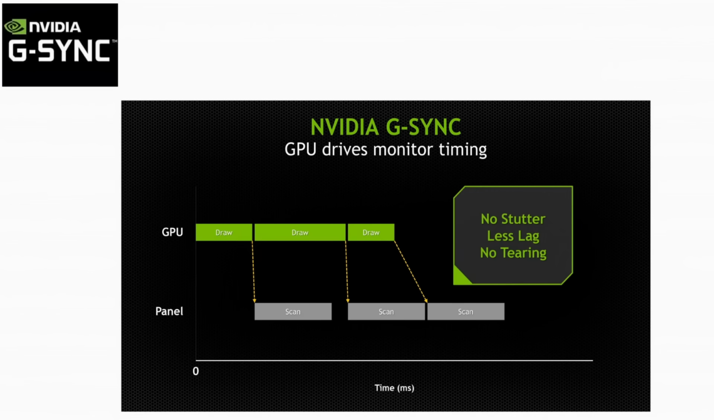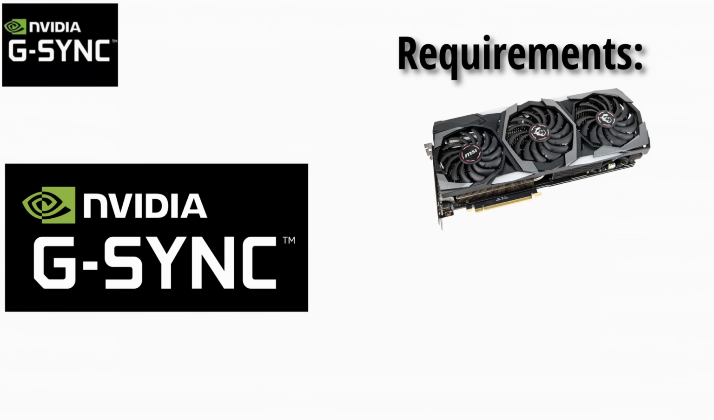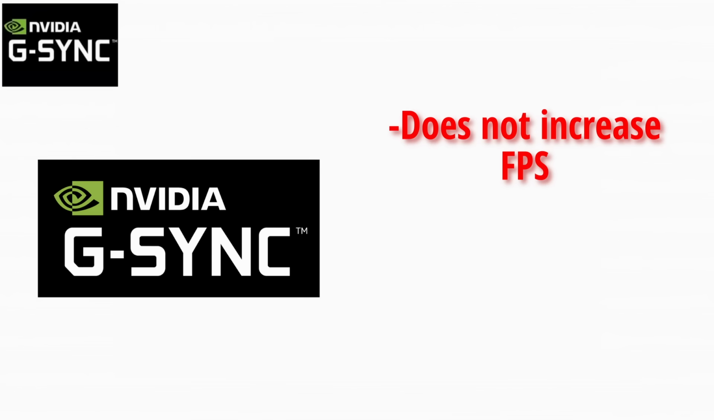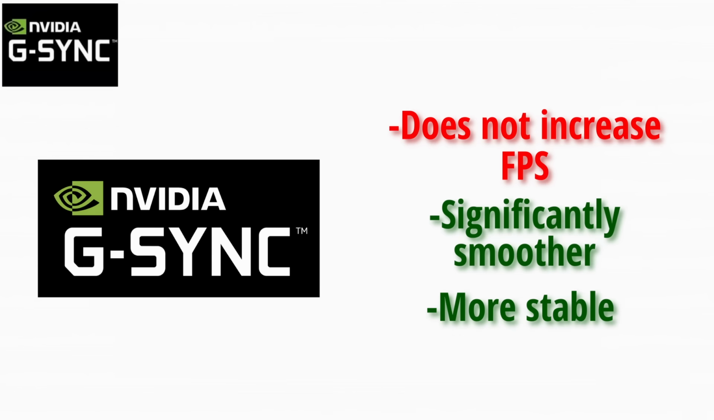This results in smoother motion and a more consistent visual experience, especially when FPS fluctuates. G-Sync requires a compatible NVIDIA GPU and a G-Sync supported monitor. G-Sync does not increase FPS, but it makes games feel significantly smoother and more stable.